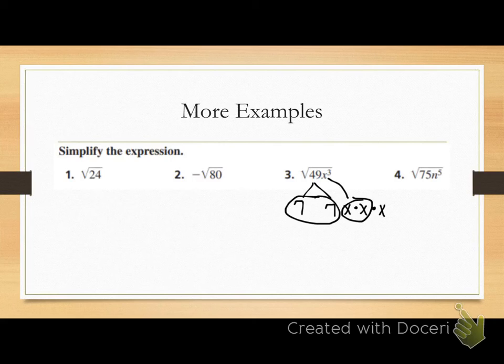So what am I pulling outside of the radical? X and 7. It's got a pair, I pull it out. 7's got a pair, I got to pull a 7 out. X has a pair, I got to pull an X out. Are there any other pairs that I'm pulling out? Is there anything left under the radical? X. That last X doesn't have a pair. If it doesn't have a pair, it's got to stay. Questions there?